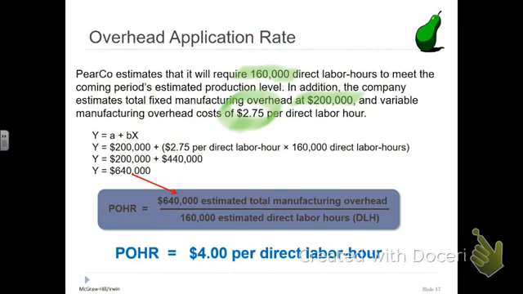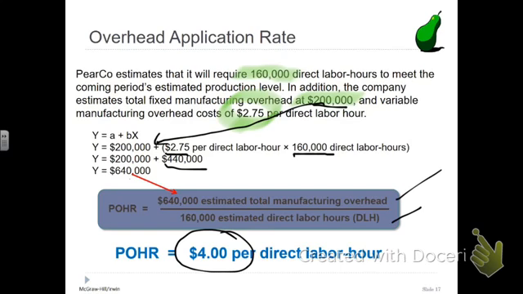So notice what they're going to do. They're going to take the 200 grand, add that to 275 times the number of direct hours they're working, and that's 440 grand. Take the two of those together, and that's 640 grand on my estimated manufacturing overhead. Divide it by 160,000, which are my direct labor hours, and I get a rate of $4 per hour. Okay, I get a rate of $4 per direct labor hour.